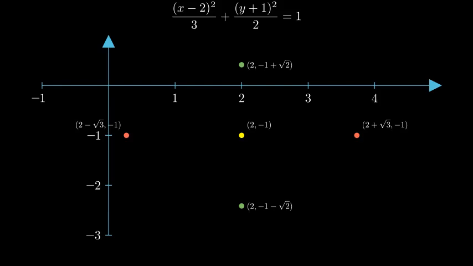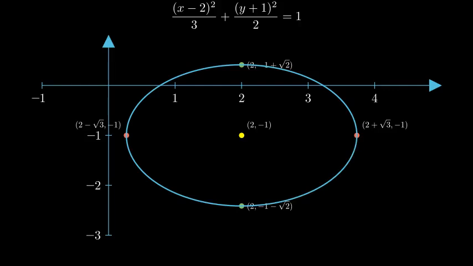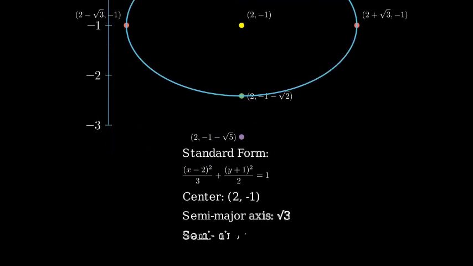Finally, let's plot the ellipse and label its key attributes. The foci are located at x equals 2, y equals negative 1 plus or minus root 5. To summarize, we've converted the ellipse equation to standard form by completing the square, found its center, vertices, covertices, and foci, and visualized all these components on our coordinate system.